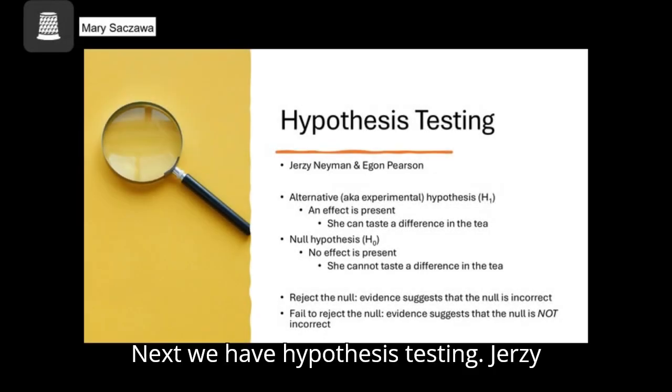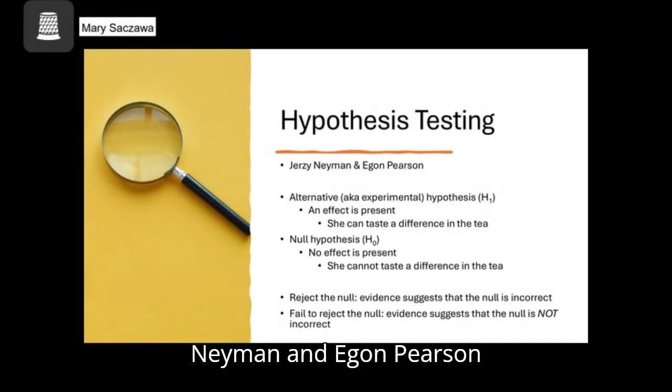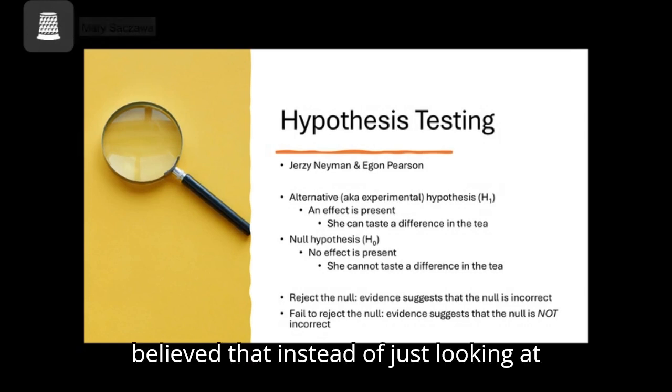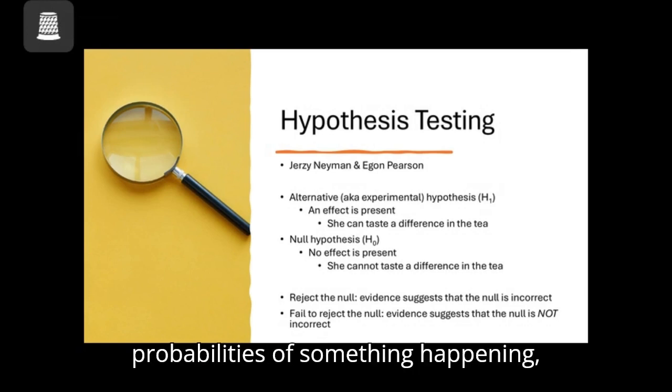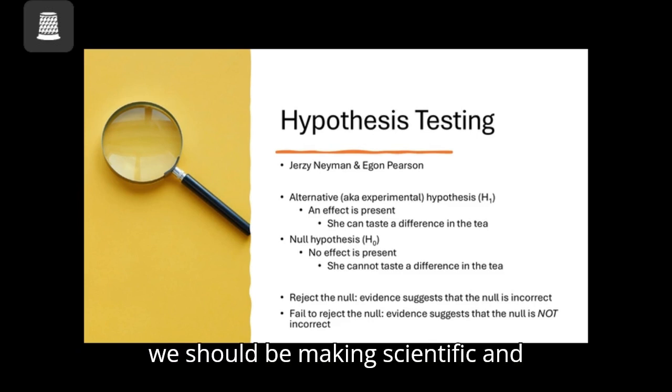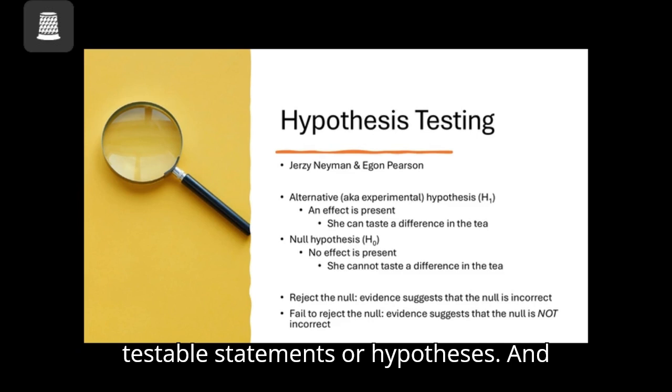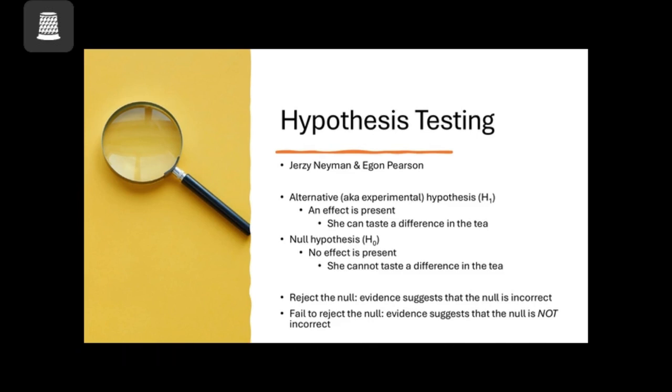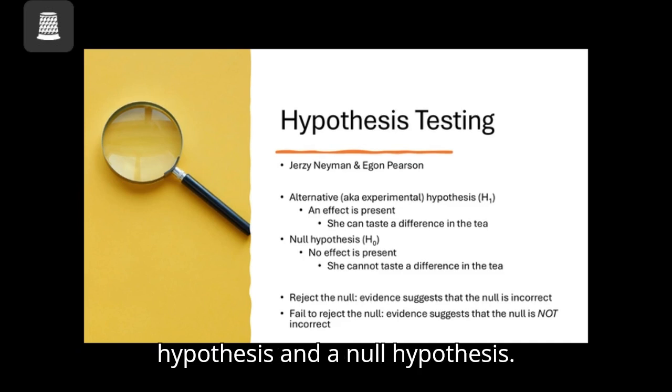Next, we have hypothesis testing. Now, Jerzy Neyman and Egon Pearson believed that instead of just looking at probabilities of something happening, we should be making scientific and testable statements or hypotheses. And each hypothesis should be split into two: an experimental or alternative hypothesis and a null hypothesis.